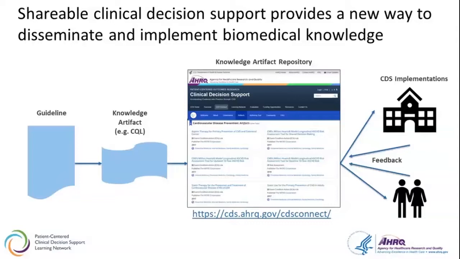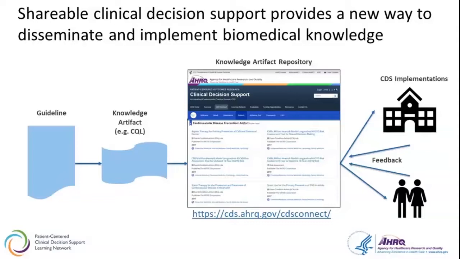And from usage of these artifacts, ideally, there's a feedback loop in terms of what artifacts were downloaded, the degree to which they were used, maybe how satisfied end users may be or not be. And that feedback circles back into the CDS Connect repository.